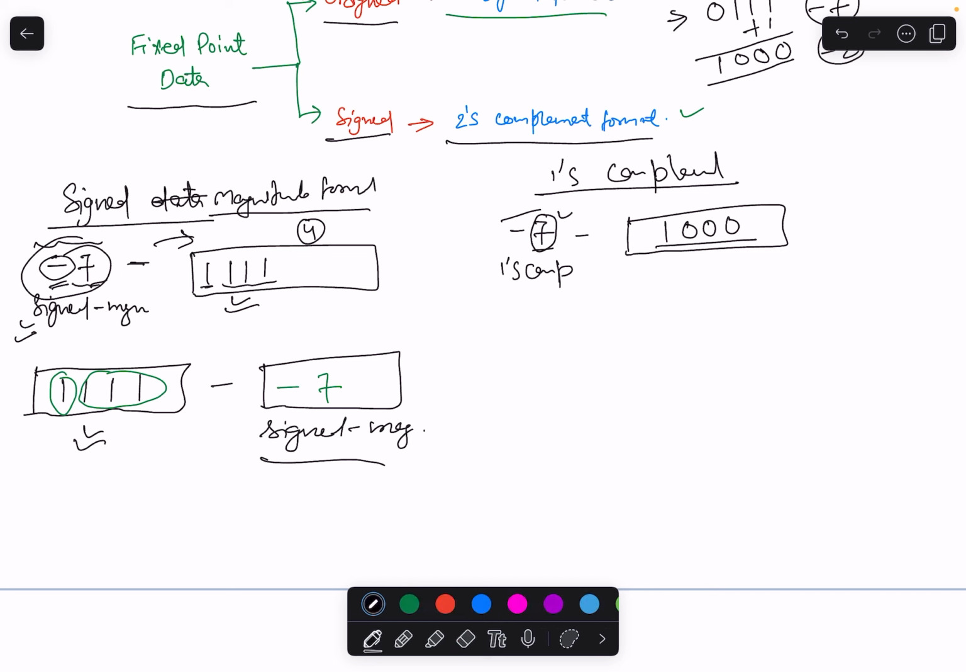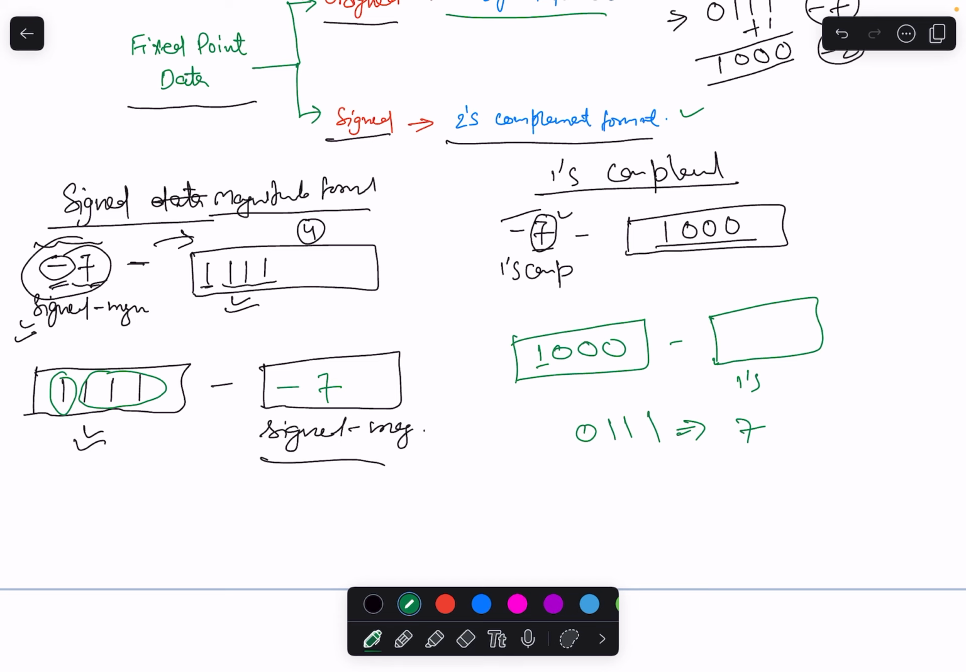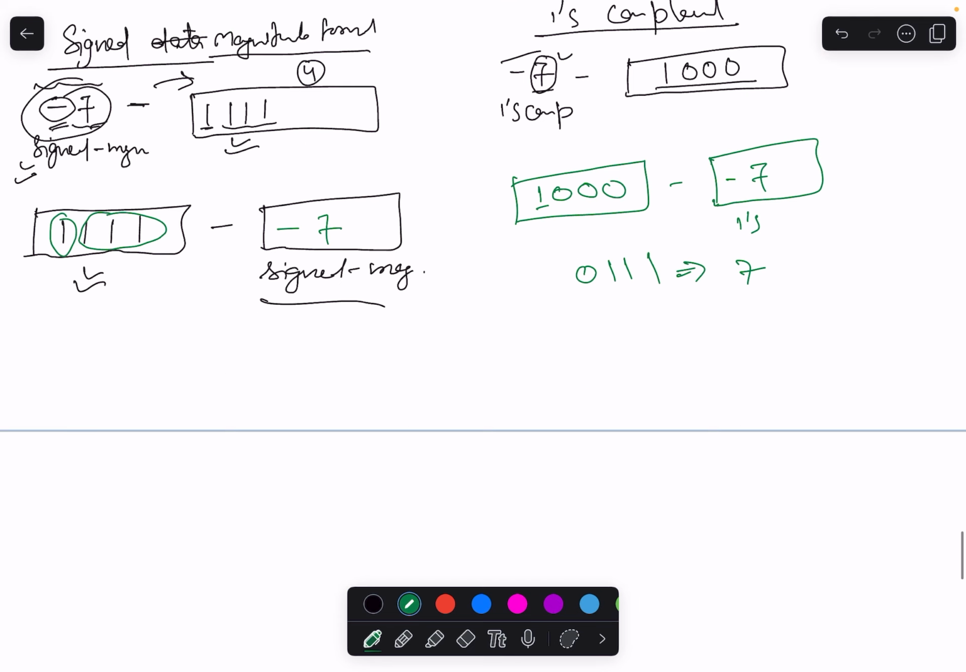Now suppose we have the binary representation 1000, and we are asked to find the value in the ones complement. How will we do that? It is simple, we just invert the bits. So it would be 0 1 1 1, and we know that it is 7. As the MSB is 1, the sign will be negative, so minus 7. This is how we find the ones complement.